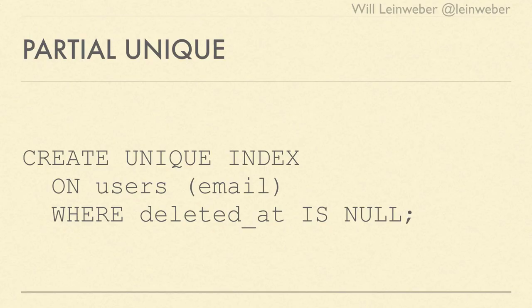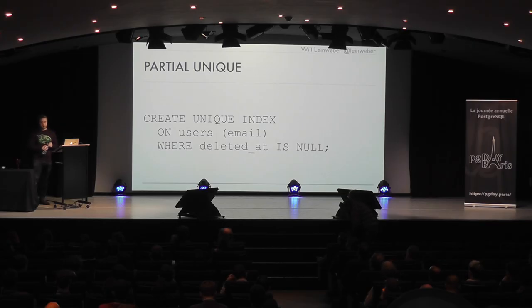One of the nice things that Postgres has is partial uniques. This comes in very handy for two reasons. One, let's say you have a system where a user registers and deletes their account, but you don't want to actually destroy all that data, so you just mark a deleted_at timestamp. Then they come and register again. This will allow people to have unique emails, but over time they can be duplicated.